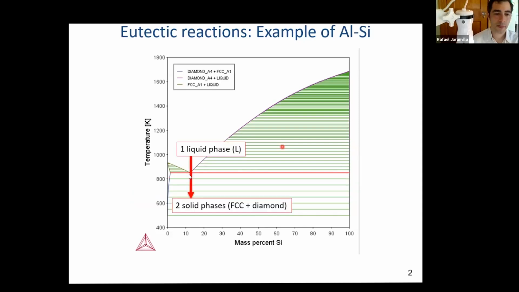And that point there is a eutectic reaction, because when you cool through that point, you transform from one liquid phase into two solid phases. All right. This up here is a single phase region, it's a liquid. And this down here is a two-phase region, right? You see all the tie lines, which Thermo-Calc draws in green.